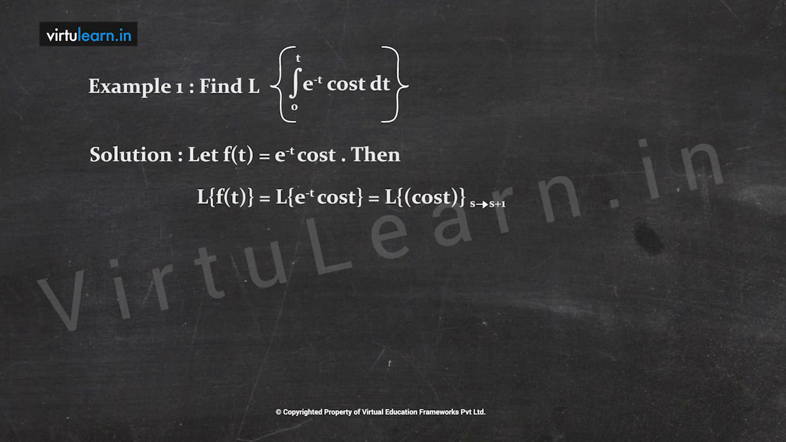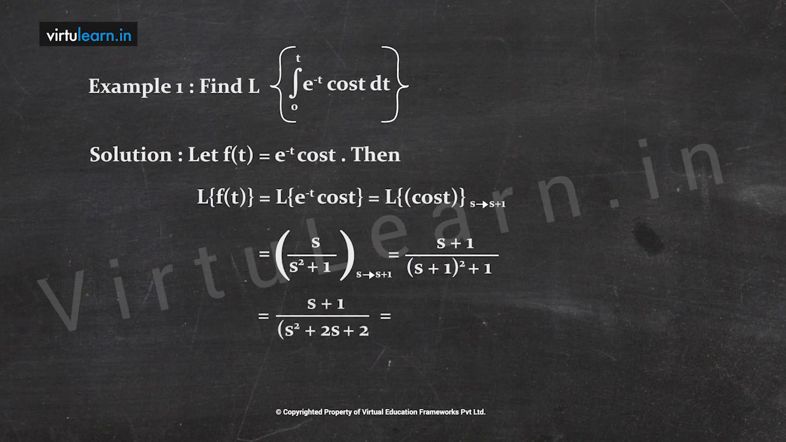According to the first shifting theorem, you just calculate the Laplace transform of cos t, then in place of s you substitute s plus 1. That's why I am writing here s changes to s plus 1. The Laplace transform of cos t is s by s square plus 1. Again s changes to s plus 1, so s plus 1 by s plus 1 whole square plus 1. Wherever s is there, I simply write s plus 1, which means replace s by s plus 1. On simplification, s plus 1 by s square plus 2s plus 2. This is f bar of s.